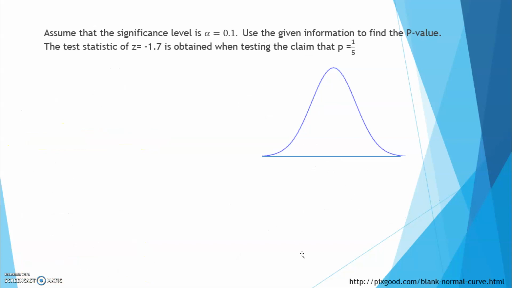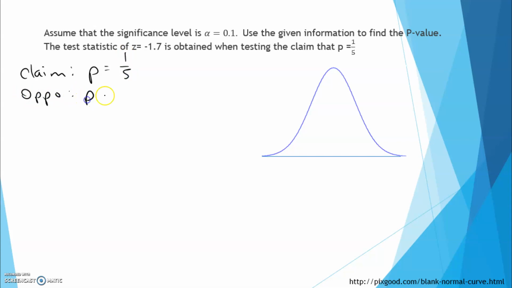Assume that the significance level is 0.1. Use the given information to find the p-value. The test statistic of z equal to negative 1.7 is obtained when testing the claim that p is equal to 1 over 5. Okay, so we'll start off with the claim that p is equal to 1 over 5. And you can change that to a decimal if you want to.